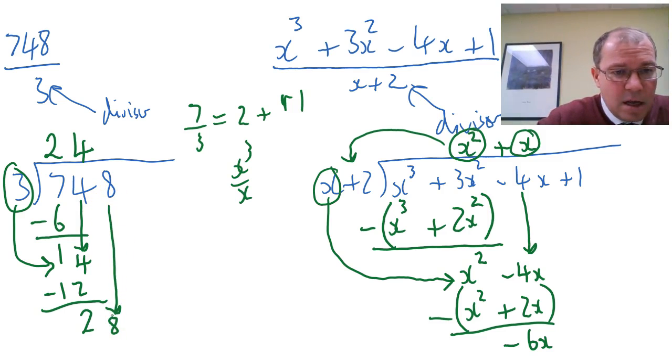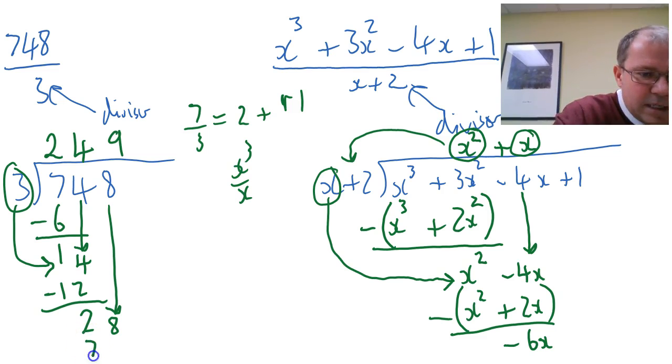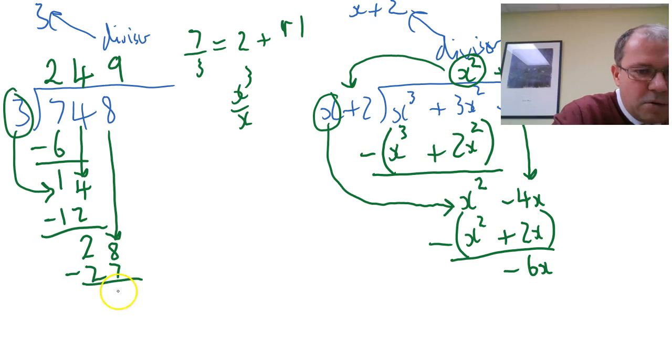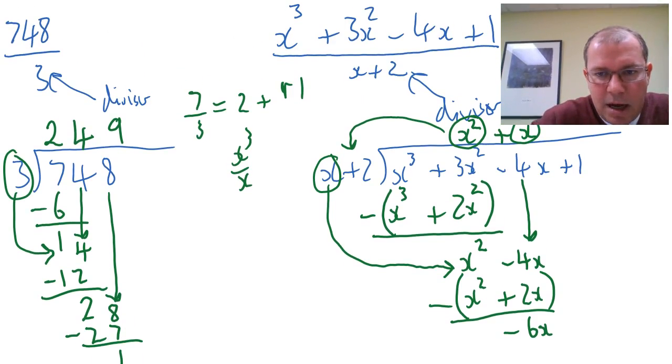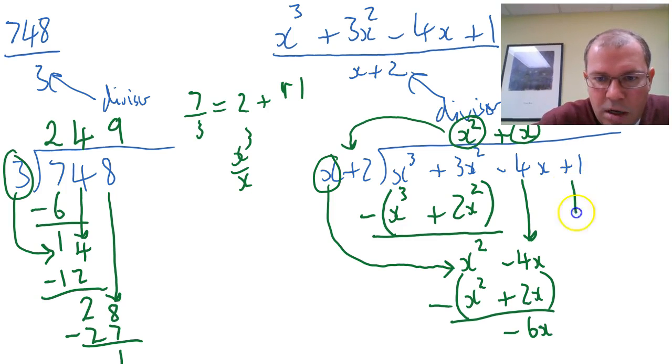On the left hand side, 3 into 28 goes 9 times because 9 3s are 27, and subtract, and we get a remainder of 1. Let's keep going on the right hand side. Bring down the 1, just the same.